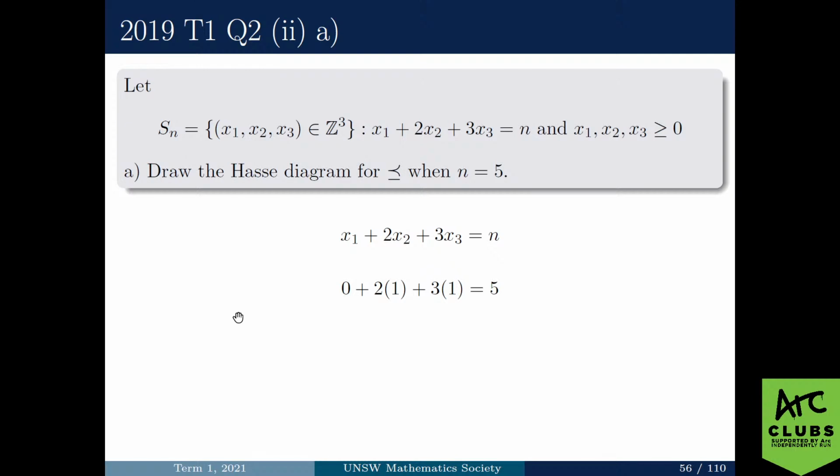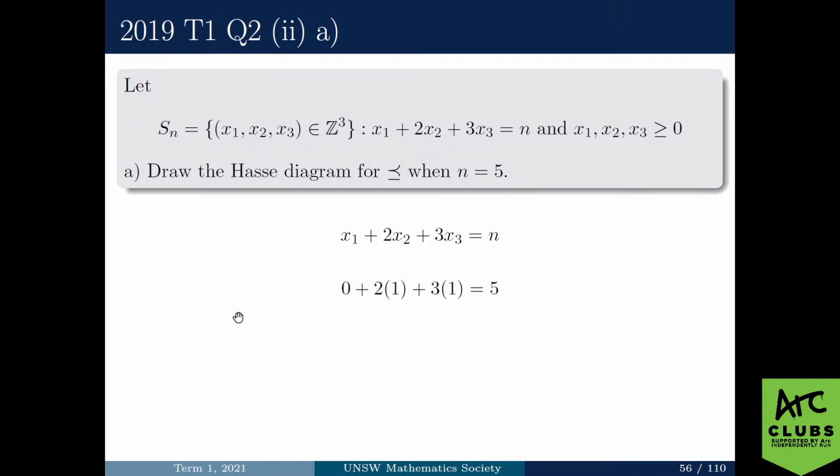If we have the integers 0, 1, and 1, they satisfy this equation, because when x1 equals 0, x2 equals 1, and x3 equals 1, we have 0 plus 2 times 1 plus 3 times 1 is equal to 5. So that satisfies our definition of the elements within the set. Okay? Does anyone have any questions about that? No? Okay.